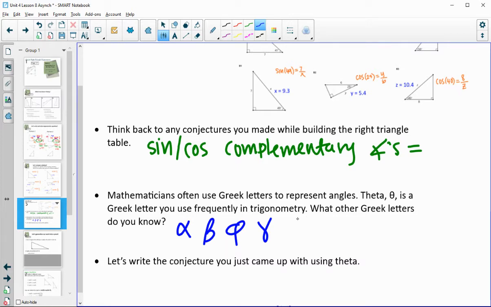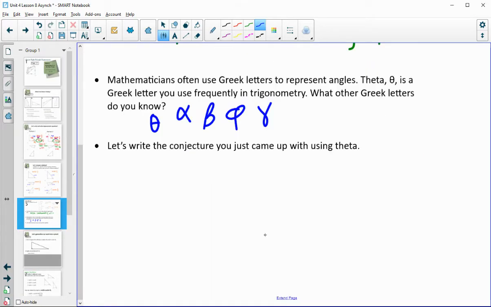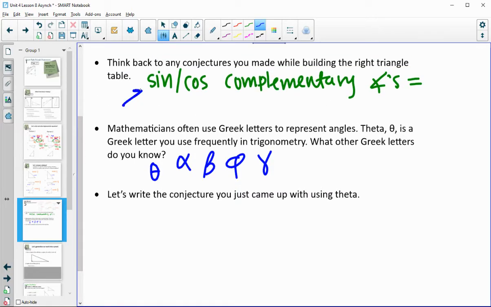I would say the main ones that mathematicians, especially in geometry, use are theta, alpha, and beta. But so if you see those, they're just representing angles. So those would be in the angle measures versus side lengths are going to be the standard American alphabet. So let's write a conjecture for this in generic terms. Okay, so how do we say that sine and cosine of complementary angles are equal to each other?